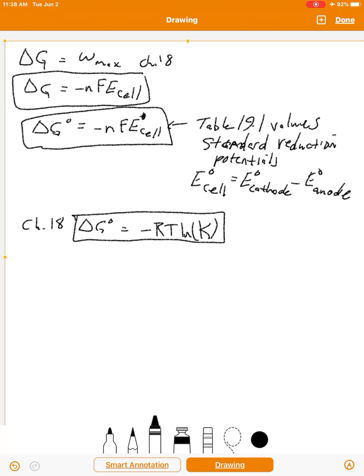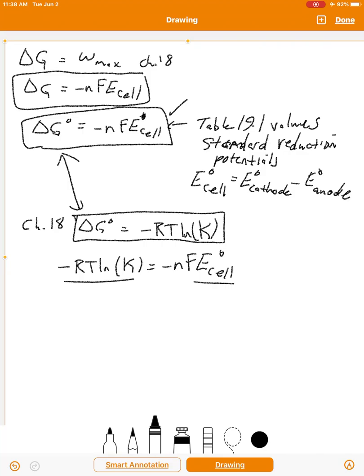But now we have this situation over here. So now we can say that minus RT ln K, so we're combining these two, is equal to minus nF E cell under standard conditions. Now that's not a particularly pretty looking form of it. So typically what people do is they modify it to make it a little more useful. And so the way I'm going to do that is I'm going to isolate E cell. So I'm going to divide both sides by minus nF.